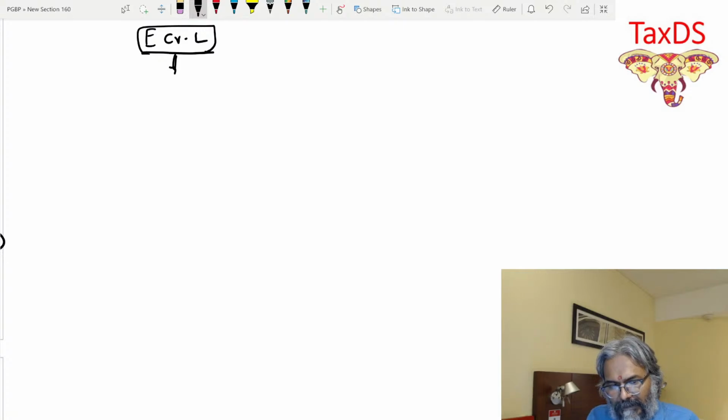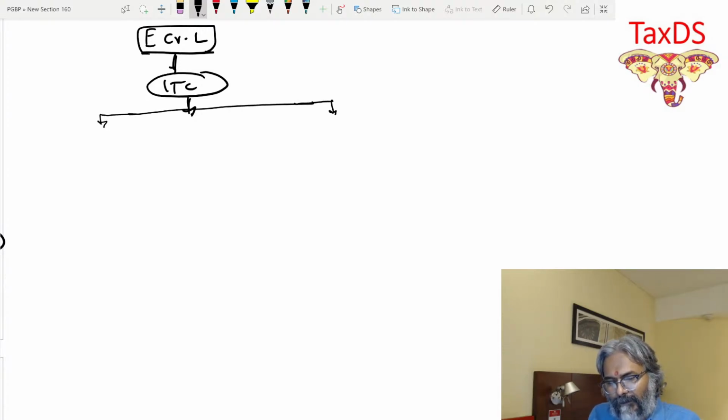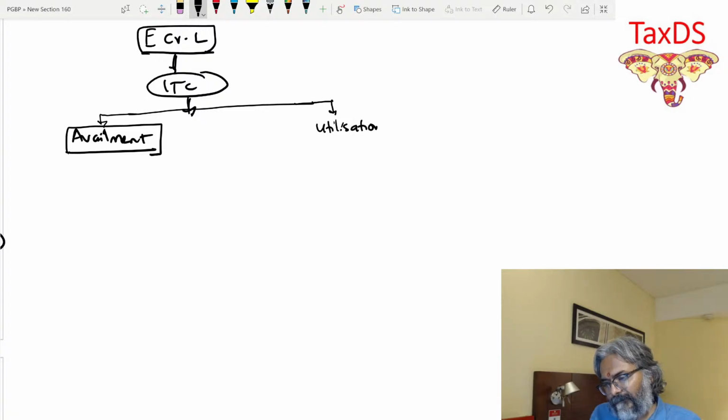So this has to do with the ITC. Students, always keep in mind the ITC principle. The input tax credit that you all know has two elements in it. What are the two elements? One is the availment of the ITC, and another is the utilization of the ITC, primarily in this context.